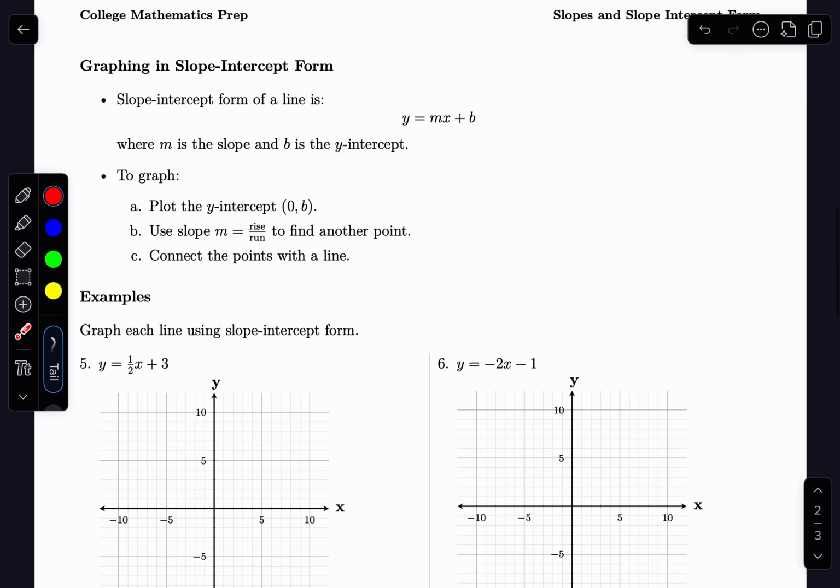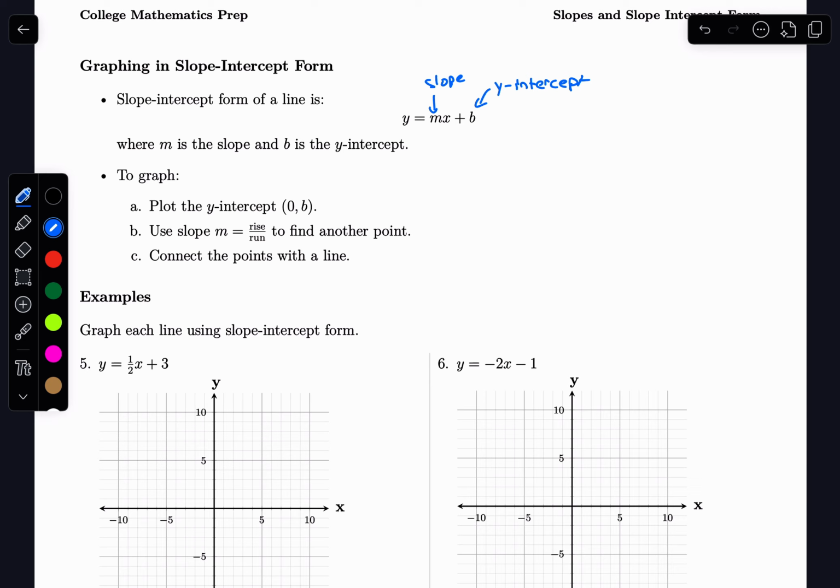All right, so now we're going to actually practice graphing. We found slopes a second ago. Now we've got to put some graphs on the paper. What we're going to be working with here is slope-intercept form, which we've seen in the previous lesson is y equals mx plus b, where m is the slope and b is the y-intercept.